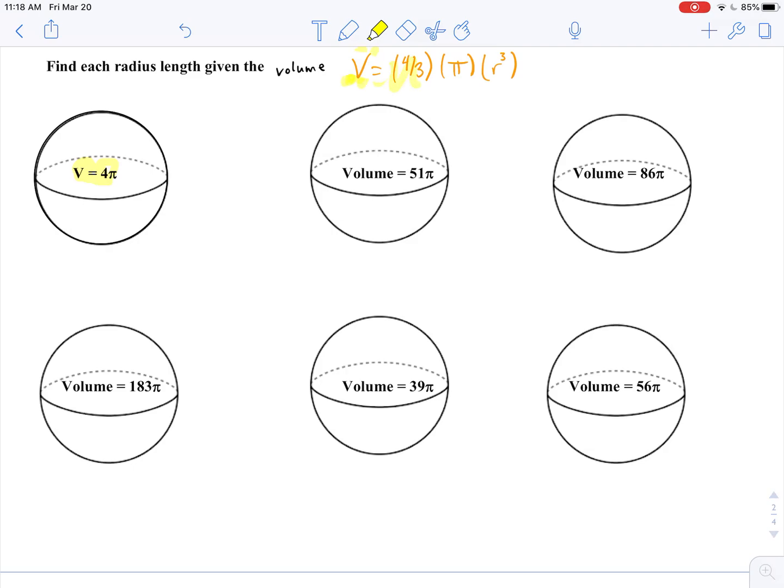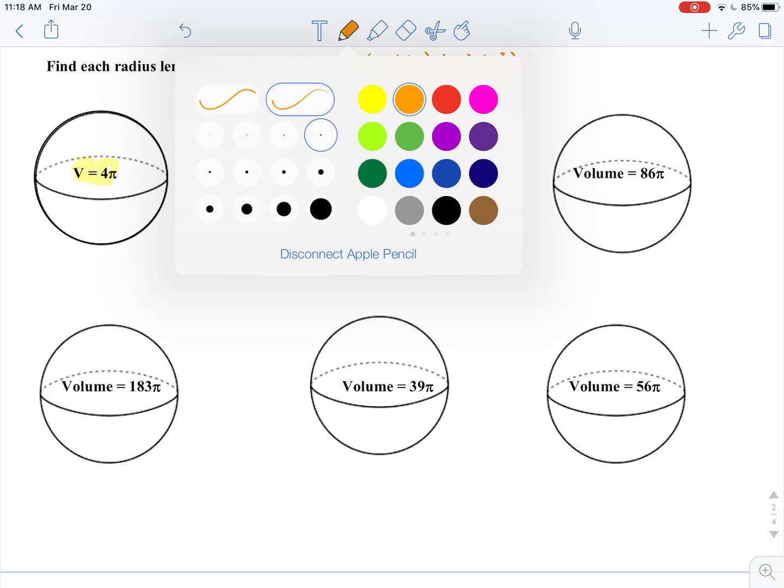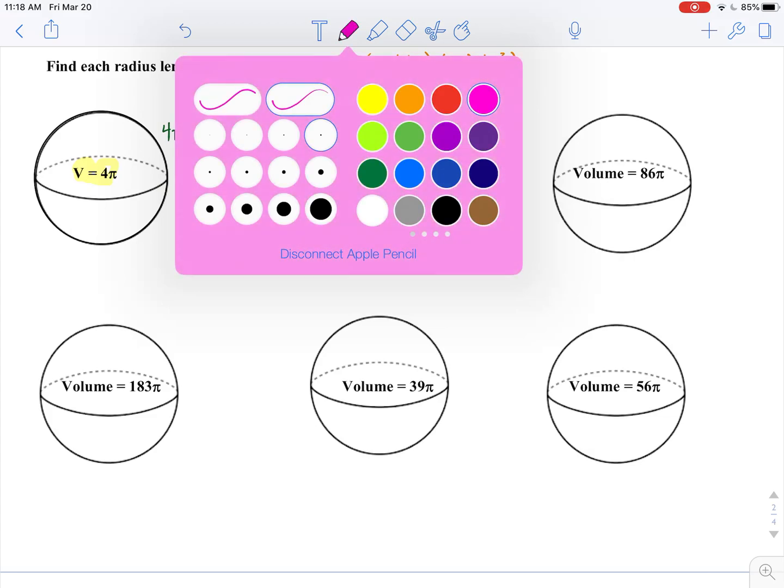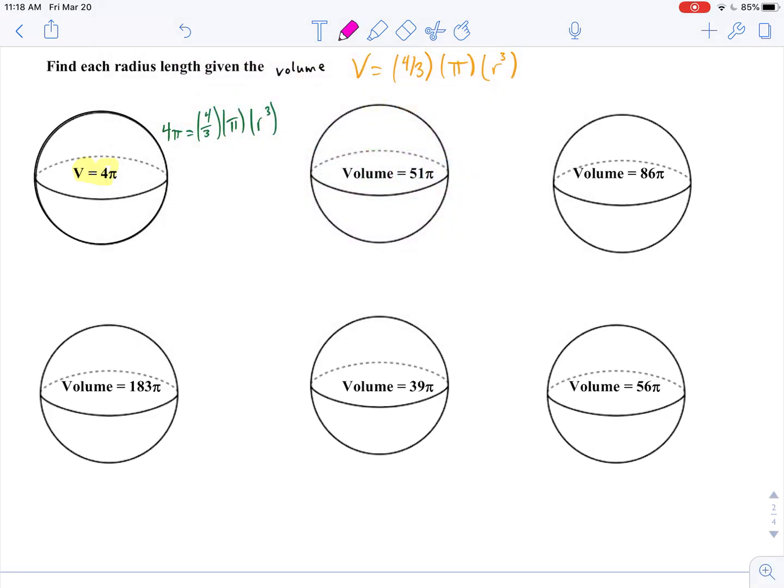Now, what am I given? I'm given the volume. But where am I going to substitute in the volume in this equation? Where would the volume go? Well, the volume's got to go in the volume spot for V. So 4 pi equals 4/3 pi r cubed.